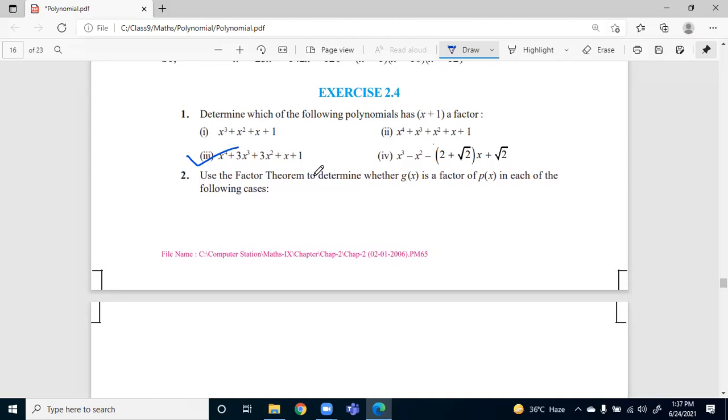Ma'am, x plus 1 is equal to 0, so x will be minus 1. Correct. Then after that, we will substitute x as minus 1. Correct. Then, ma'am, if we get the answer 0, then it is a factor. Correct. Ma'am, is that a power 4 on x?